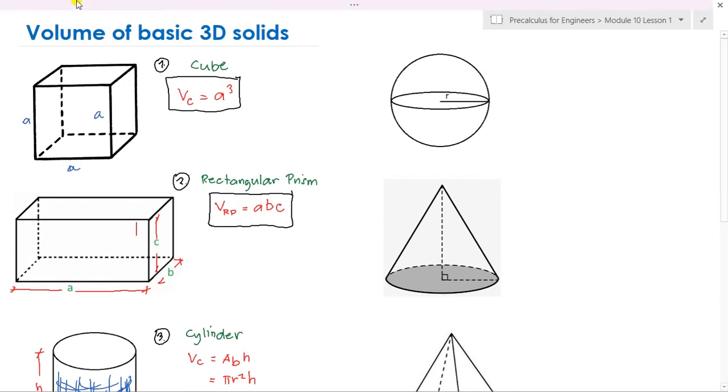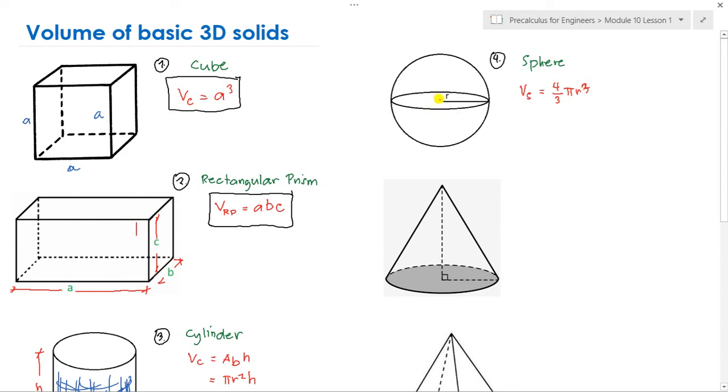Okay, so let's proceed to the sphere, the fourth figure. This is a sphere. So what is the formula for the volume of a sphere? Is it pi r cubed? Just pi r cubed? Okay, did you forget? The volume of a sphere is 4/3 pi r cubed.